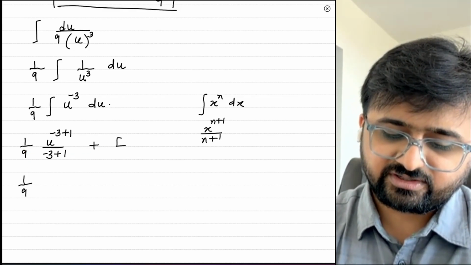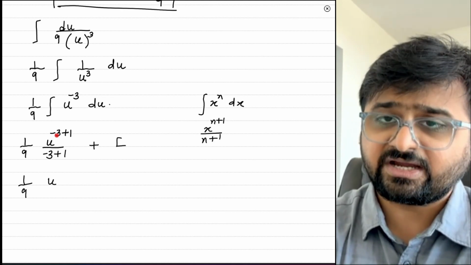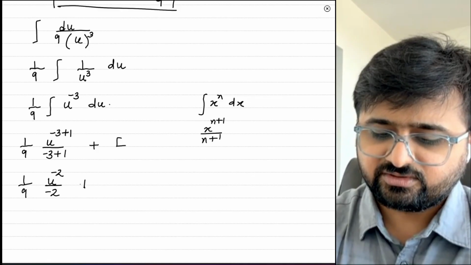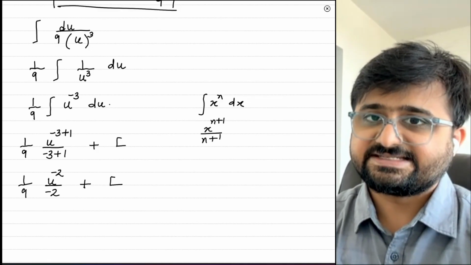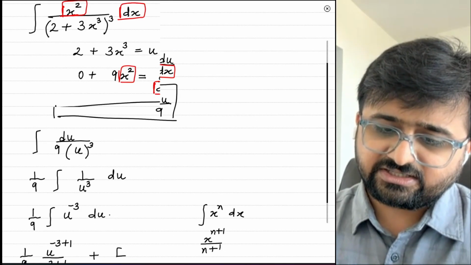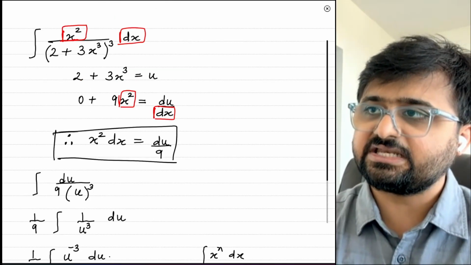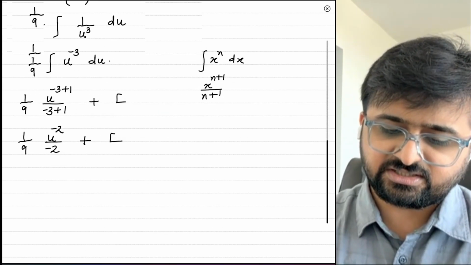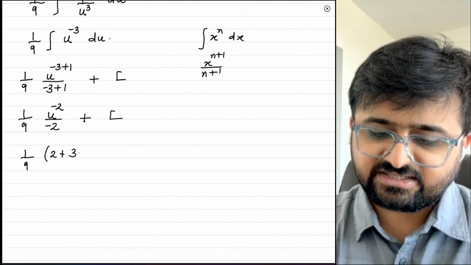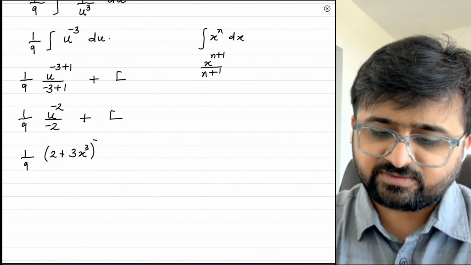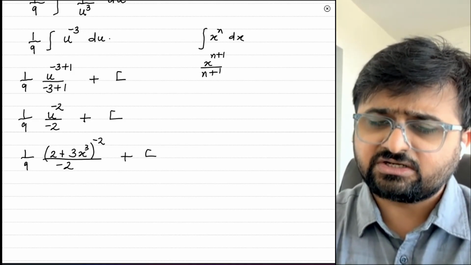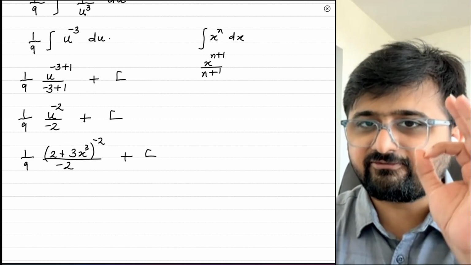So we have 1 over 9 times u to the power minus 3 plus 1, which is minus 2, divided by minus 2, plus the constant of integration c. Now let's convert that back to the x world. We know that u was nothing but 2 plus 3x cubed. So instead of u, we write 2 plus 3x cubed to the power minus 2 divided by minus 2, plus the constant of integration c, and this is your final result.